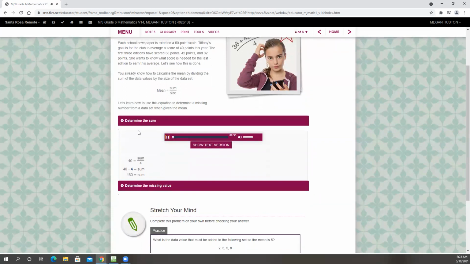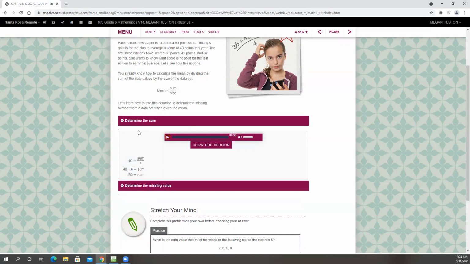To determine a missing value in a data set when given the mean, you must first calculate the desired sum of the data set. The desired mean is 40. This indicates that if the total possible points are distributed equally among the 4 observations, then each observation is 40. Be careful here. Although you are given only 3 values, you are told the average is out of 4. So make sure you use 4 as your sample size. Therefore, the desired sum of the 4 observations must be 160 because 40 times 4 is 160.